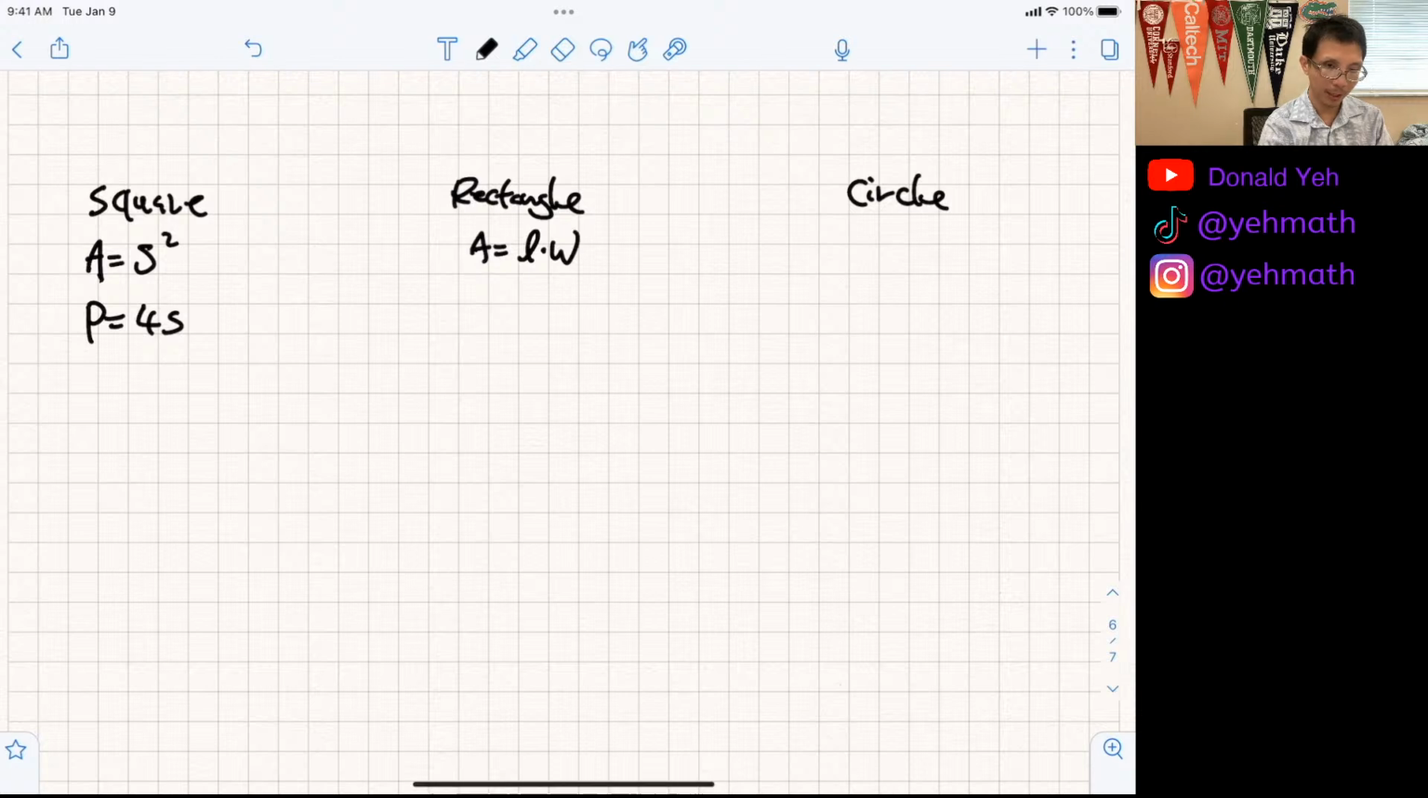Length times width, and perimeter is what? Very good. Circle is what? Pi r squared. How about circumference? 2 pi r. And do you guys know a circle has a very interesting relationship?